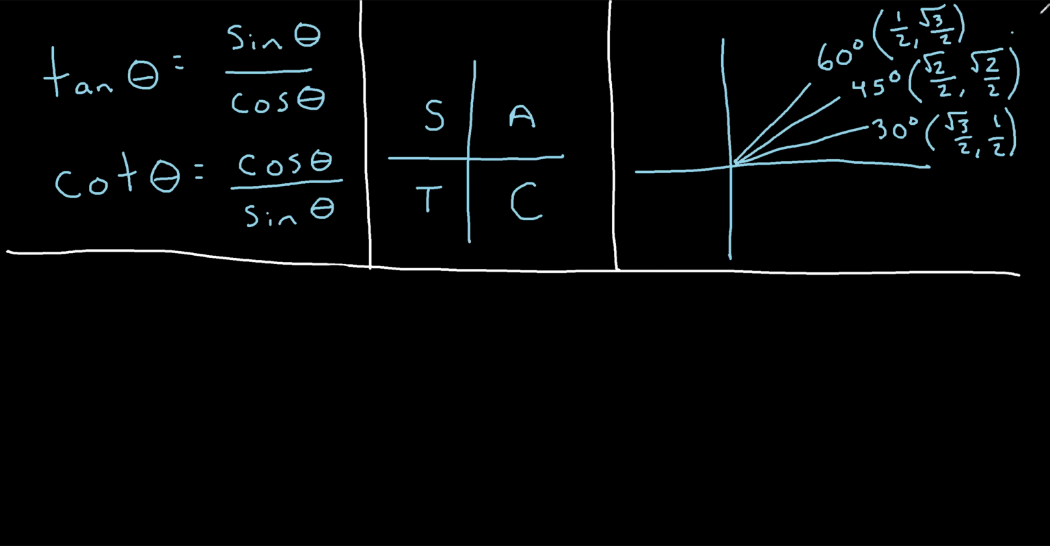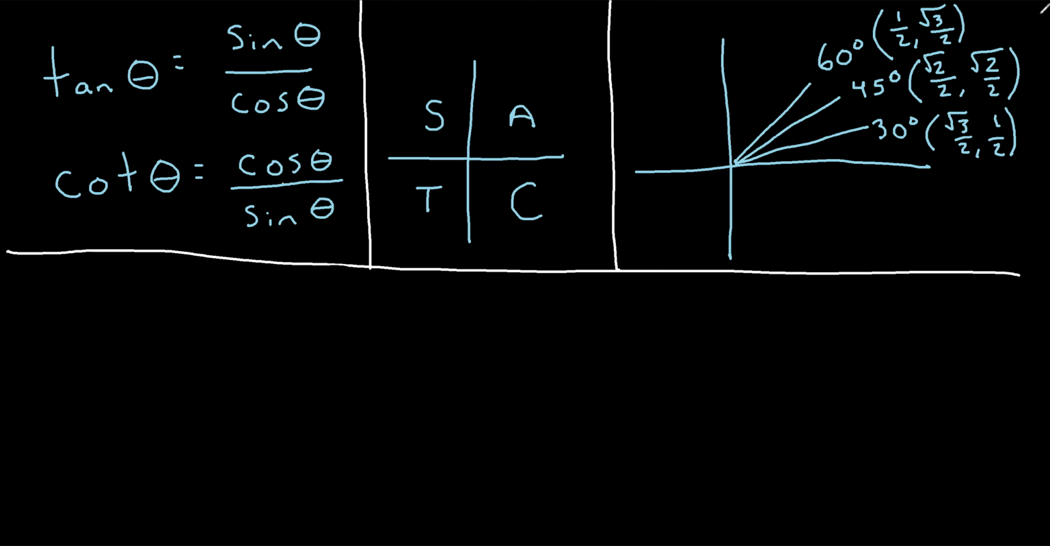In this video, we will talk about quotient identities in trigonometry. So there are two quotient identities. The first is the tangent of an angle is equal to the sine of the angle over the cosine of the angle. The other identity is the cotangent of an angle is equal to the cosine over the sine. So notice these two are just opposites.